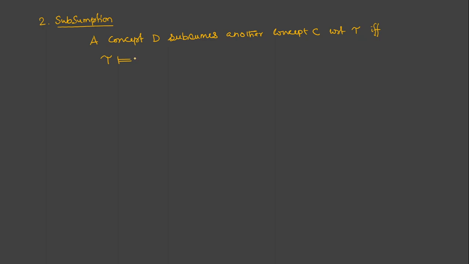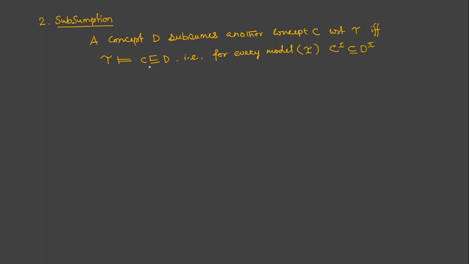T models this, C is a subclass of D, is a semantic consequence of the T box T, and it should be valid for every model of T. So for every model, let us name this model I, you have the interpretation of C to be a subclass or subset of the interpretation of D under I.